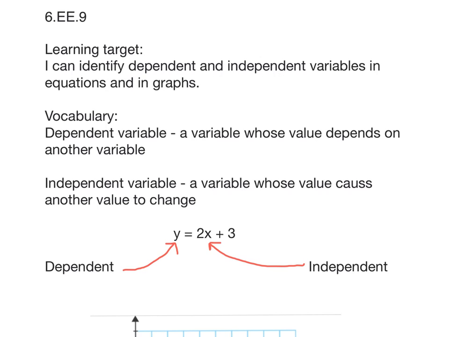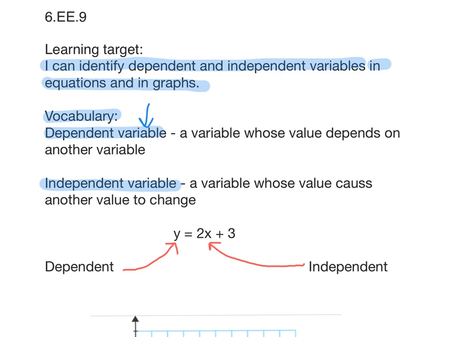Alright, just think, up till now you didn't know what a dependent and independent variable were, but now you're going to be able to identify those in equations and in graphs. It's a big day. So lesson 6.EE.9. Your vocabulary obviously should be dependent variable and independent variable. You already know what a variable is. It's a symbol that stands for a number.